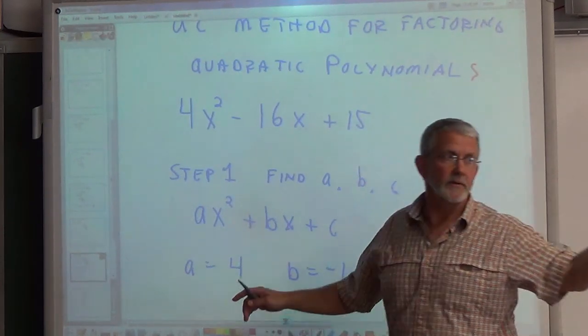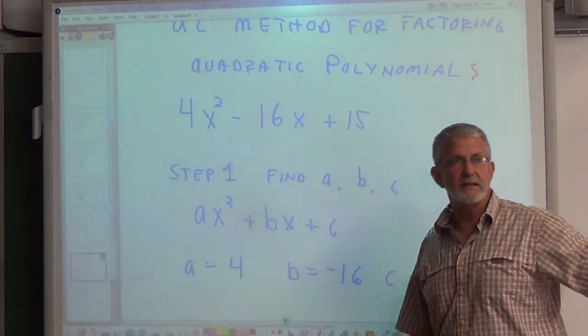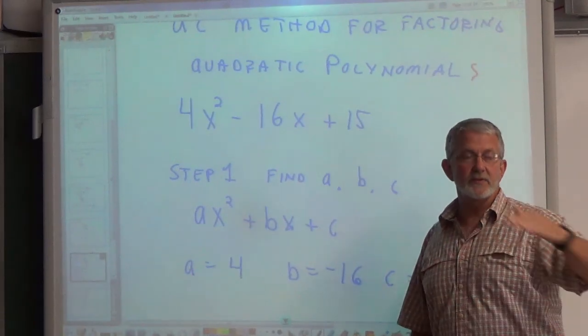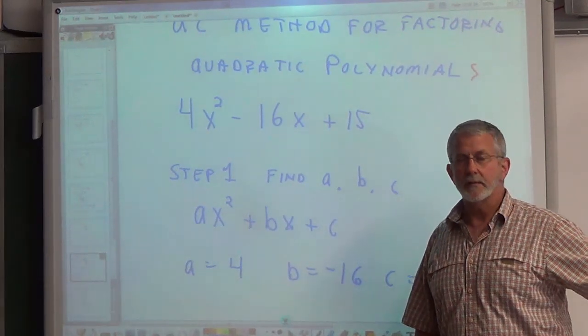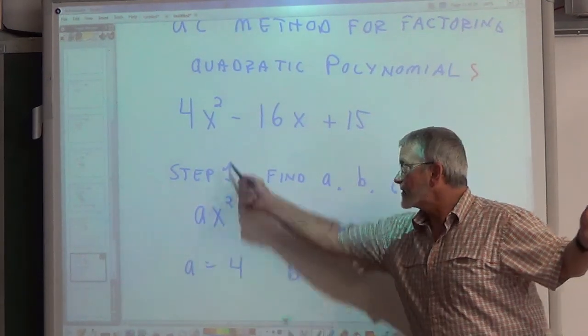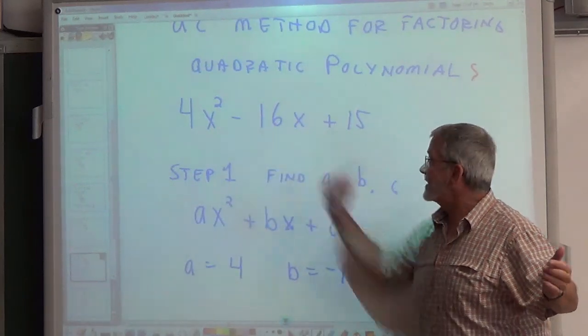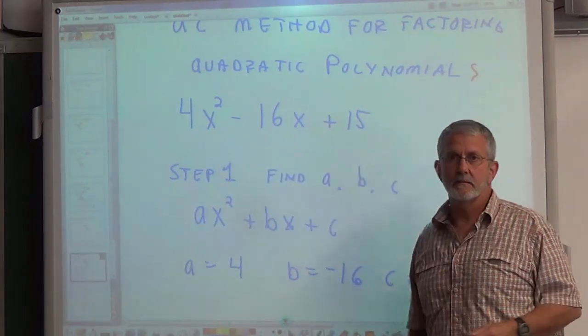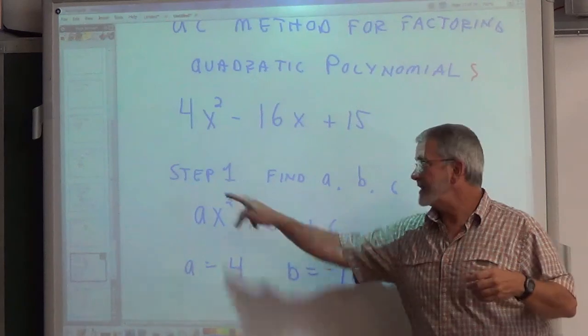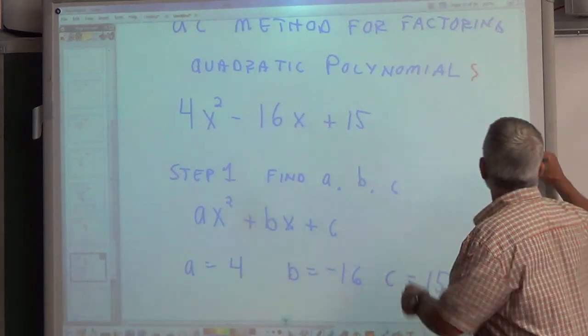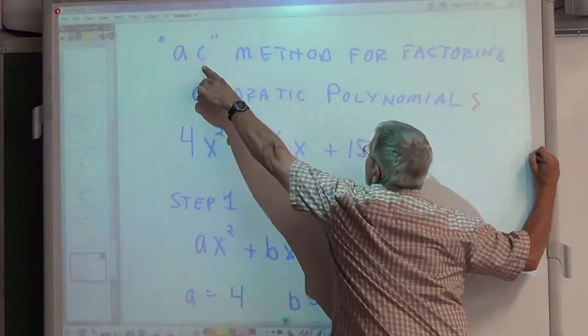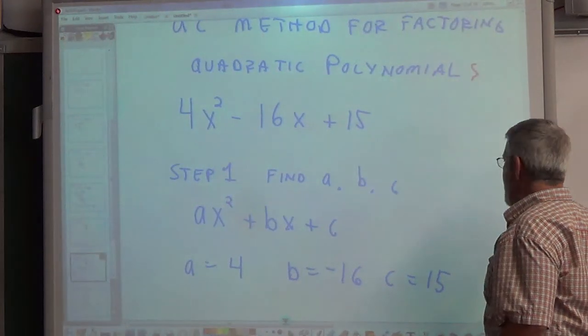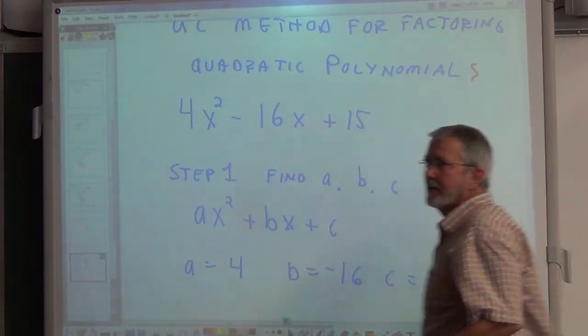That's the first thing you want to do: find the a, the b, and the c. You will need to be able to do this when you use the quadratic formula. A is 4, b is negative 16, and c is 15. Since we're using the AC method, the next thing we're going to do is find AC.